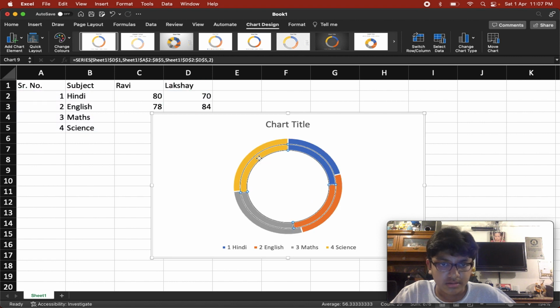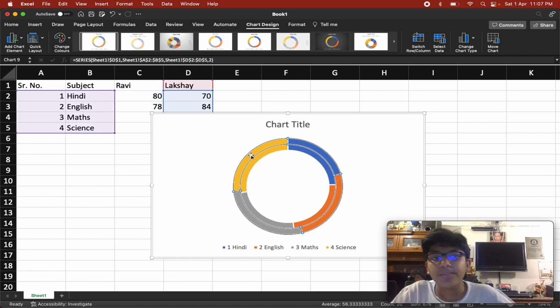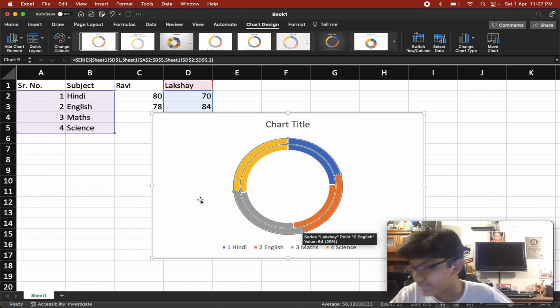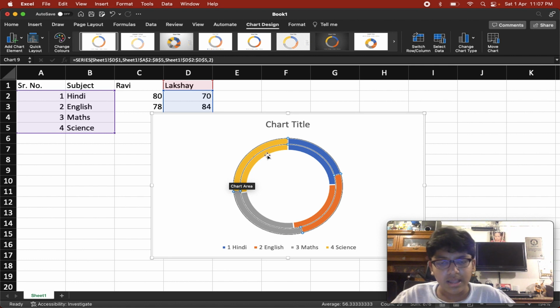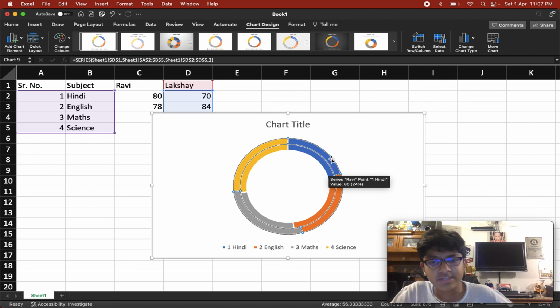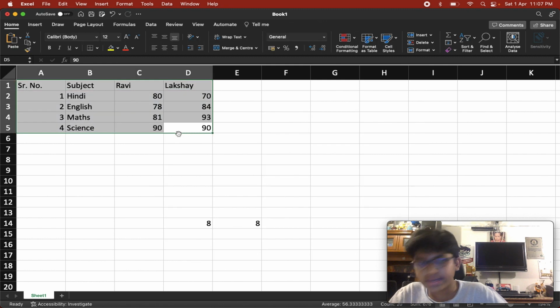So over here, the inner ring are the marks of Ravi, and the outer ring are the marks of Lakshya, right? A donut chart consists of more than one data series. So there are two data series, one marks of Lakshya and the other marks of Ravi. Each ring represents one data series in this chart. So one whole ring represents one data series. It displays the relationships of parts to a whole. So for example, we can see that Lakshya has 70 over here, and Ravi has 80, right? And 80 is 24% of Ravi's marks, and 70 is 21% of Lakshya's marks, right? So this is also used for comparison between two data series, right?